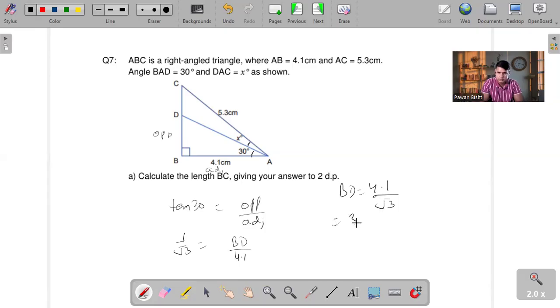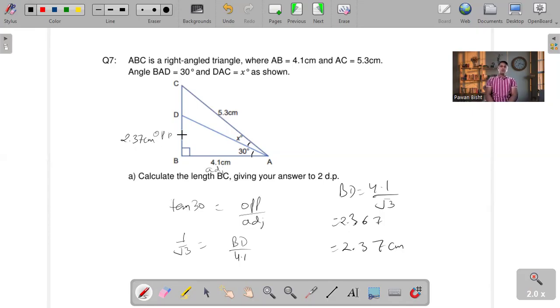2.367. Again 67 comes. Don't start doing this. Focus on the question. Okay. 2.37 centimeter. So this length is 2.37 centimeter. But you have to find the length of BC.